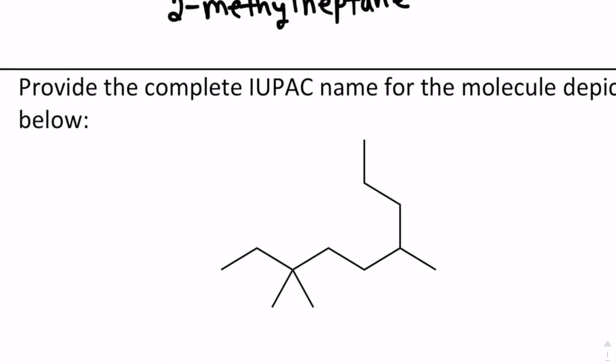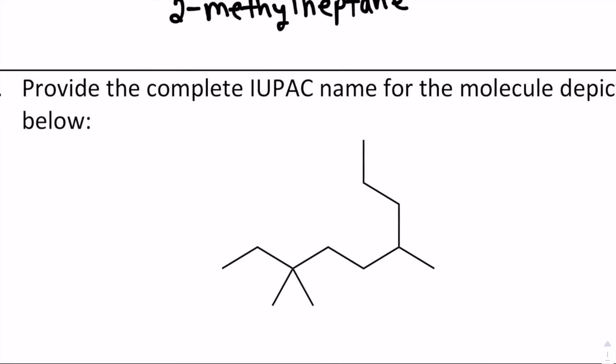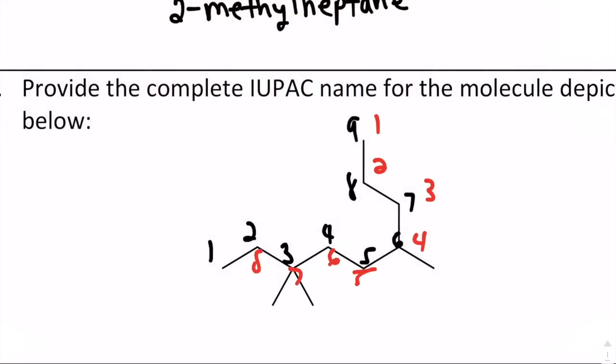Okay, so we have this molecule below. Again, we want to find the longest carbon chain. So we can start either from here: 1, 2, 3, 4, 5, 6, 7, 8, 9. Or we could have started from the top. So let's think about it like that: 1, 2, 3, 4, 5, 6, 7, 8, 9.